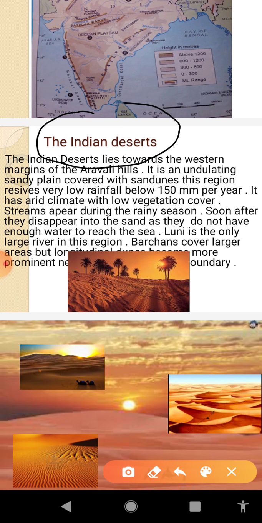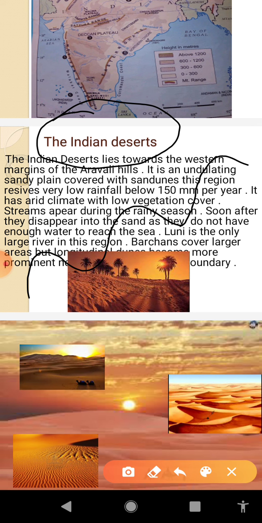So with regard to the Indian desert, this desert lies towards the western margin of the Aravalli Hill. And the name of the desert, Indian desert, is the Thar Desert. And this desert is an undulating sandy plain covered with sand dunes. Undulating means a landform which is having wavy appearance. Such landmass is known as undulating landmass.